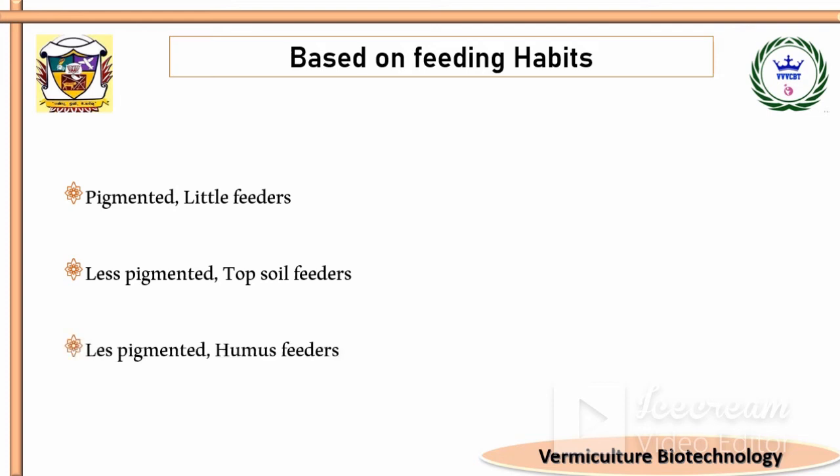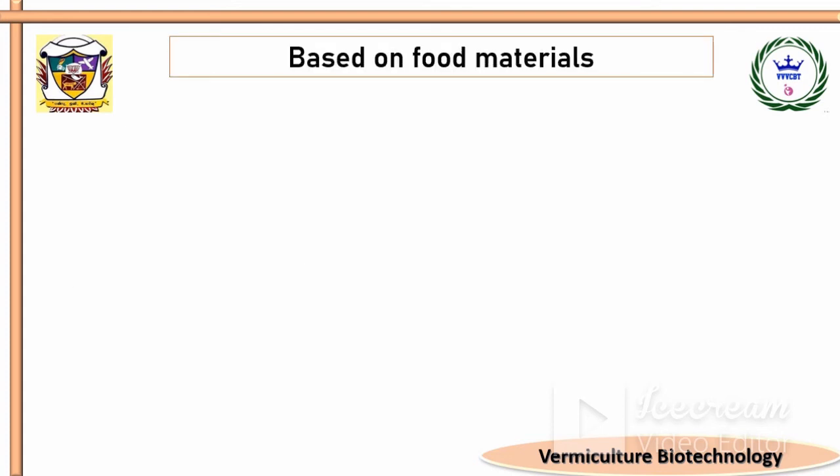Based on the type of food materials, the endogeic earthworms are classified into three types. They are polyhumic, mesohumic, oligohumic. Polyhumic earthworms feed on soil with high organic matter. Mesohumic earthworms feed on both mineral and organic matter in the top 15 cm of soil. Oligohumic earthworms feed on soil with poor organic matter in the deeper layer of the soil.